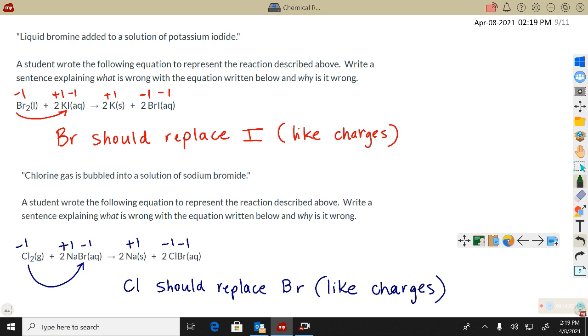In the next two, there was a single replacement. What is wrong and why is it wrong? In both cases, they replaced the wrong ions. Maybe the student was assuming that you always just take your single element and replace the first ion in the compound, but it's got to be like charges that can switch. So when my first element ends up being something that would form a negative ion, it's got to replace the negative ion in the compound. So bromine would replace iodine, and then chlorine would replace bromine. It's got to be like charges that can switch.